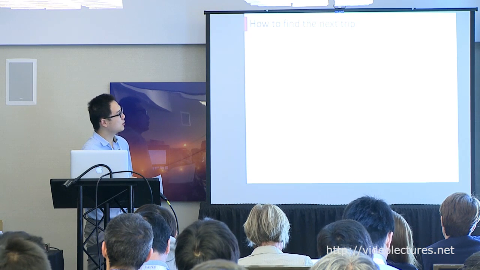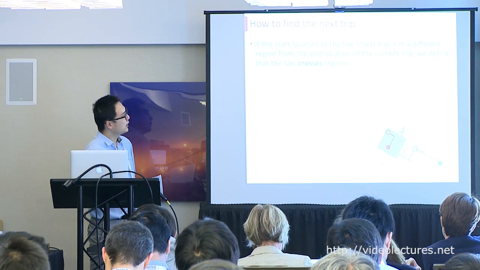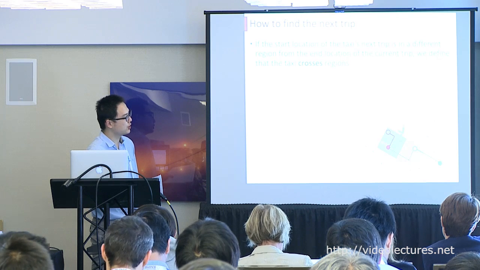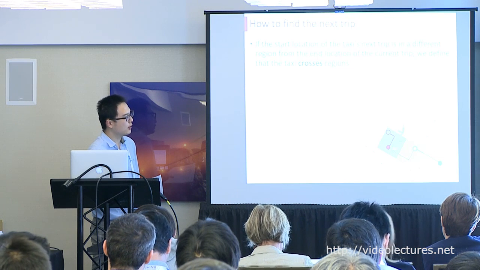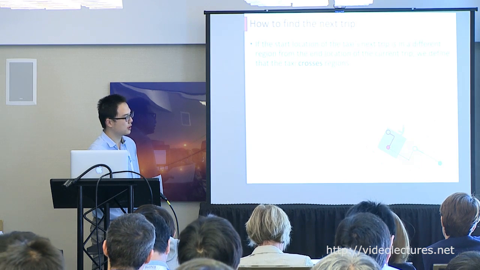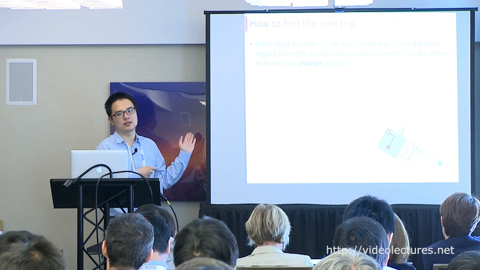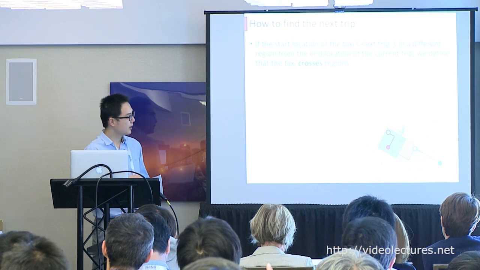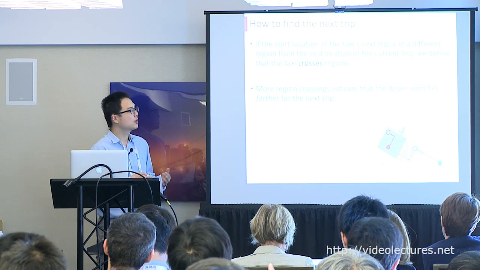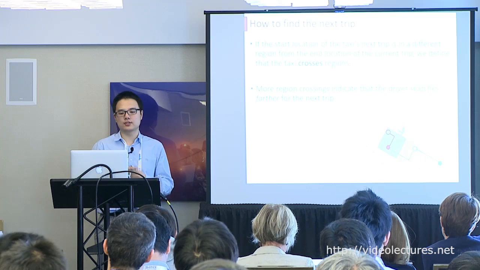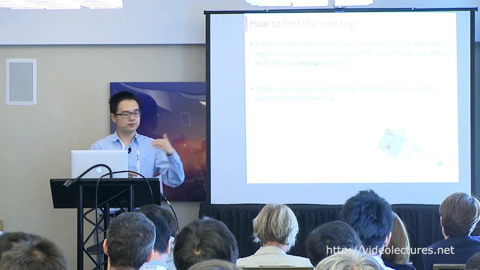Let's see how to find the next trip. Here we define that a taxi crosses region to take its next trip if the end location of the previous trip and the start location of the next trip are in different regions. The region is defined by that location discretization. More region crossings indicate that the driver searches farther for their next trip.